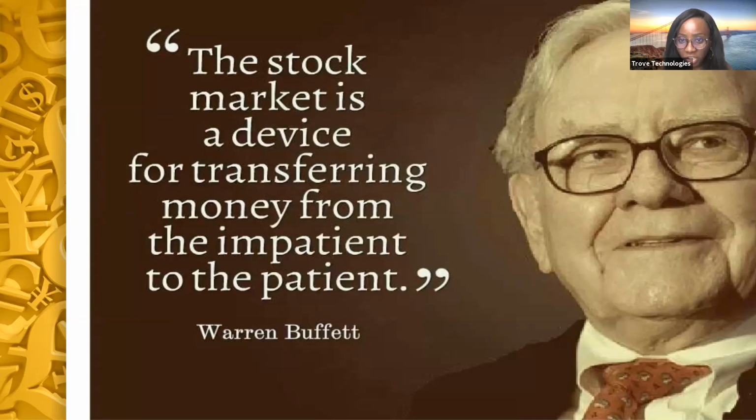The next question we have here is, what kinds of stocks are best to have in one's portfolio? Dividend paying stocks or?